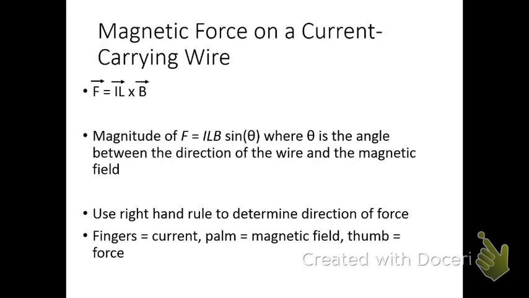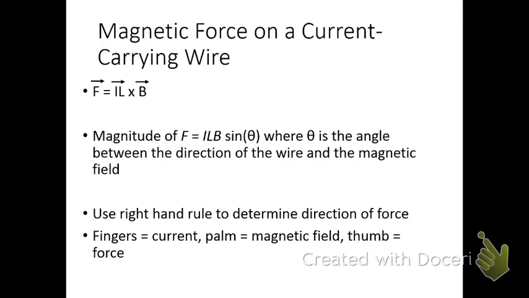Remember that conventional current is the flow of positive charges, so we use the exact same right-hand rule. And I'm only going to ask you about conventional current. So if you're asked about the force on a wire, it will not involve negative particles. So the magnitude, so F equals IL cross B. The magnitude of the force, again, is ILB sine theta, where theta is the angle between which way the wire is pointing and which way the magnetic field is pointing.